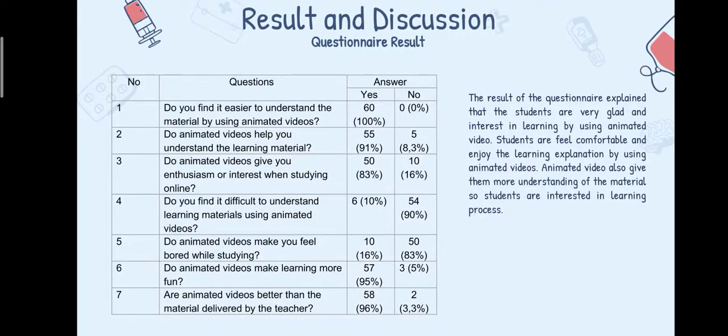And next, about the result and discussion, you may see the table here about the percentage of questions in the questionnaire, and it explains that, from the result of the questionnaire, the students are very glad and interested in learning by using animated video. Students feel comfortable and enjoy the learning explanation by using animated videos. Animated video also gives them more understanding of the material, so students are interested in the learning process.